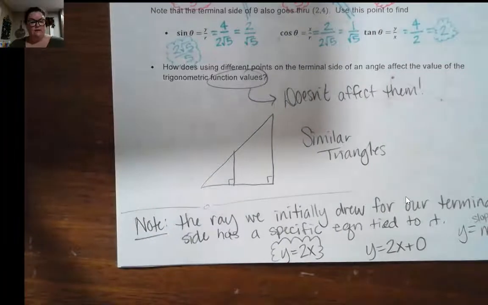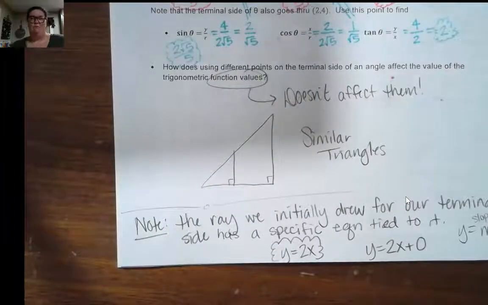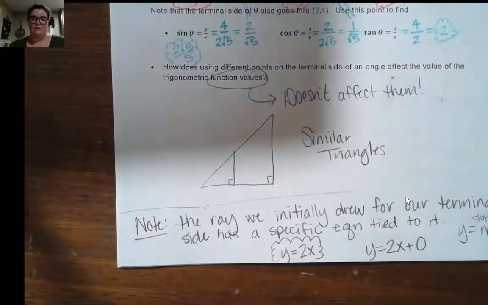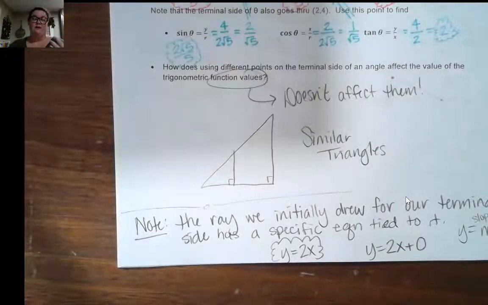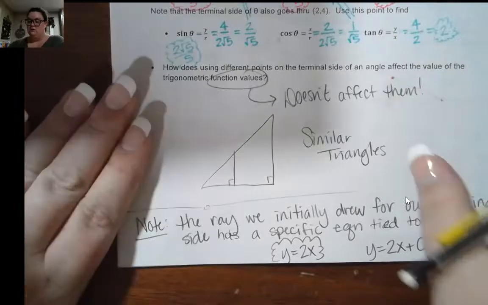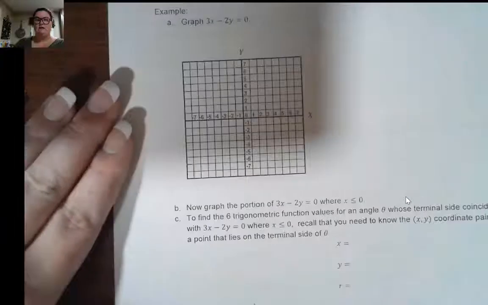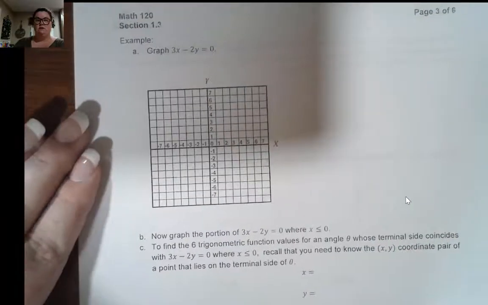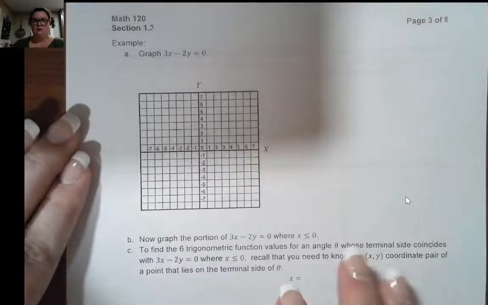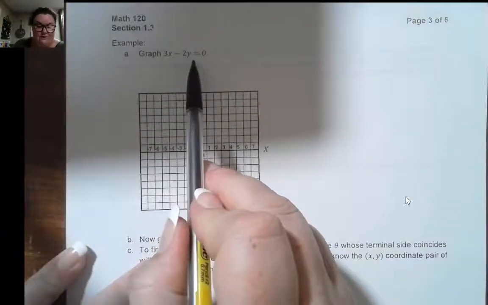All right. So now, this one we actually drew the picture and then we figured out what the equation was. On some of them, they will give us the equation and then we have to come up with the angle, and draw our triangle off of it and all that kind of stuff. So let's look at one like that. Let's look at page 3. All right. Page 3. It says graph 3x minus 2y equals 0.